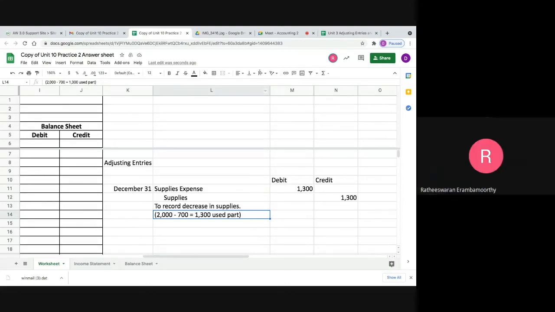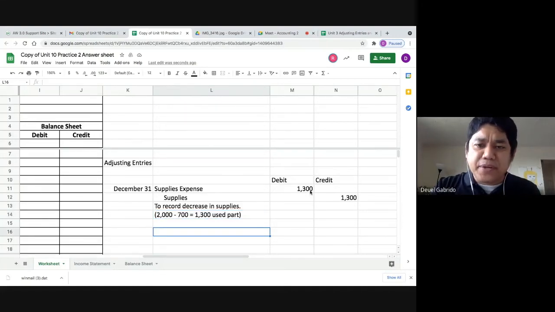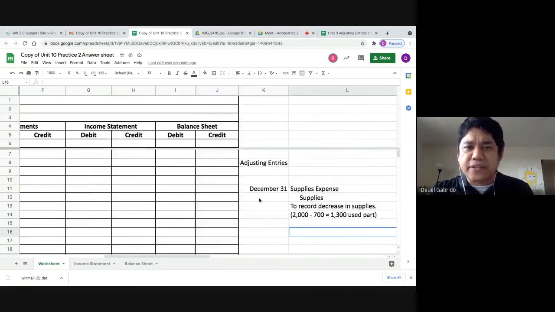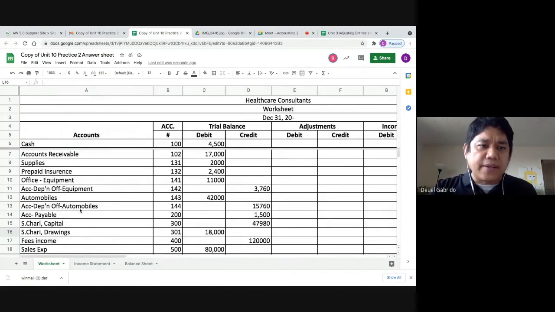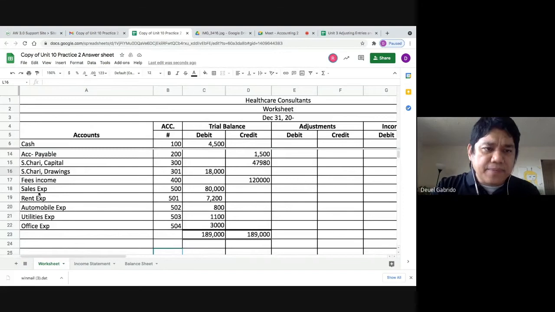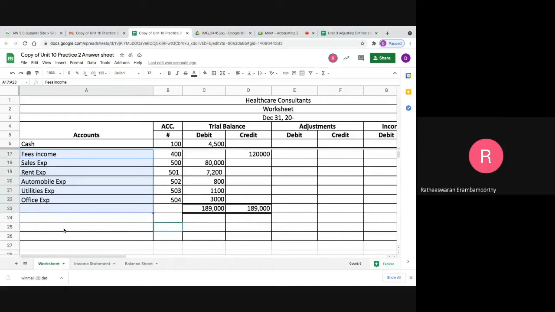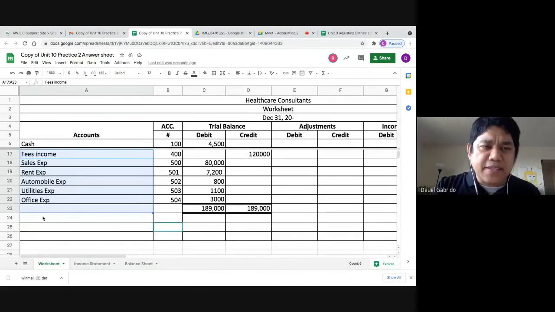Yes or no? Yes. Okay. So let's try to put these numbers in the worksheet so that the worksheet will be correct. Do we have supplies expense here in the list of expenses? Look at the expenses here. Is there any or none? Supplies expense, that's the word. Is it on the list? No, it's not in the list.